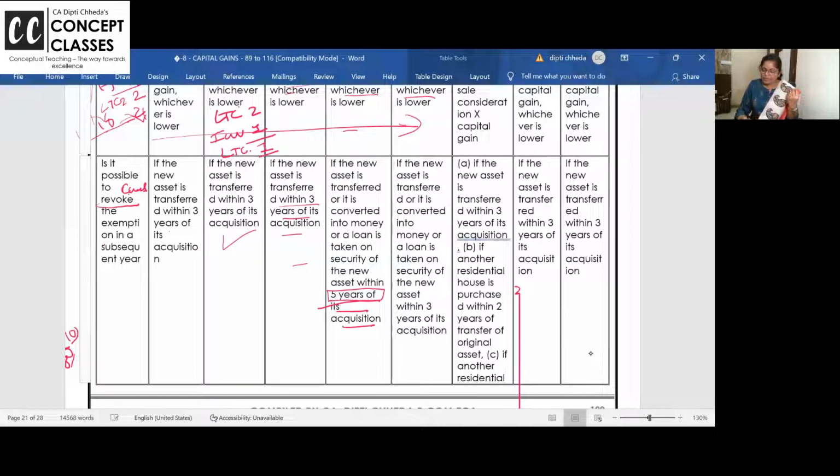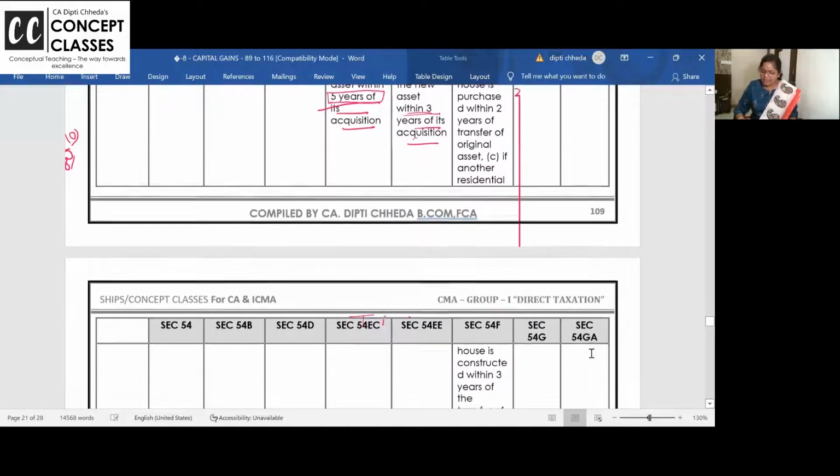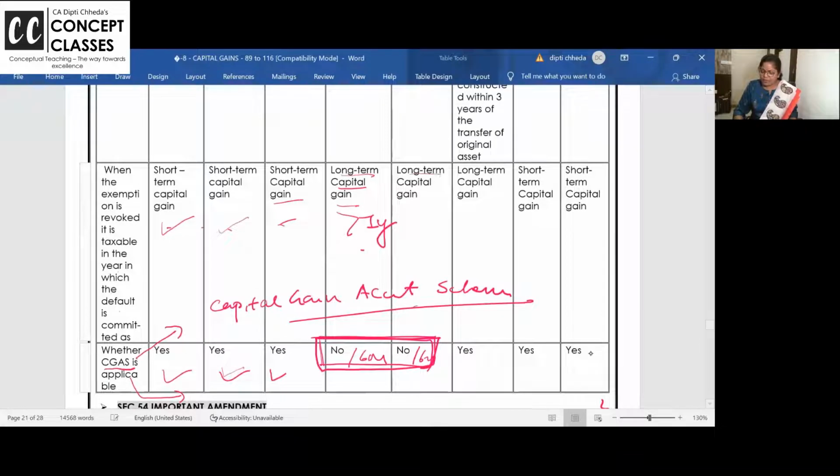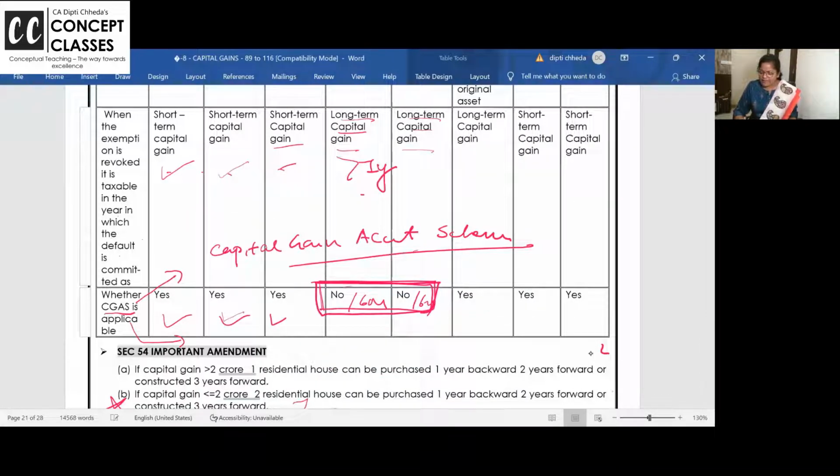Is it possible to revoke? Yes, same. But these mutual funds, you should hold for at least 3 years. Don't transfer, don't convert it into money, don't take a loan against the security and all. Long-term capital gain if revoked, and CGS is not applicable. What is the difference in 54? Your book is open, my book is closed on the screen.